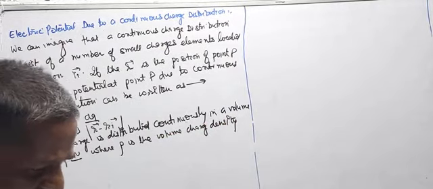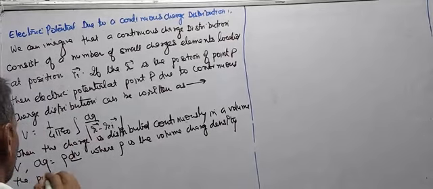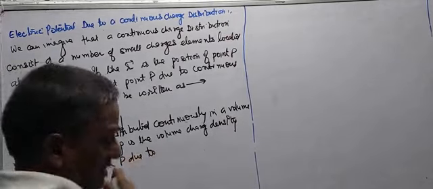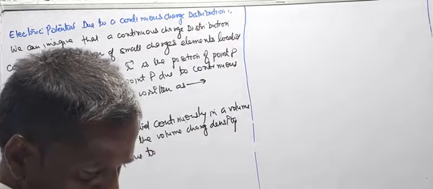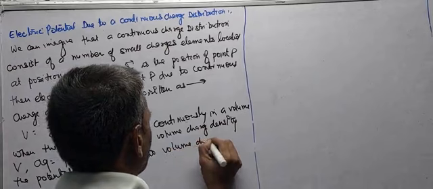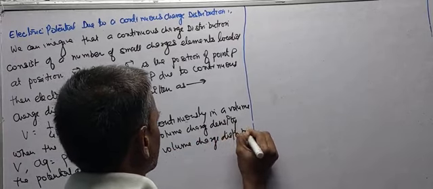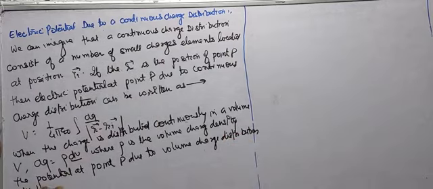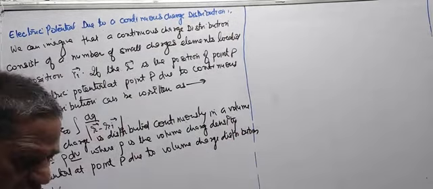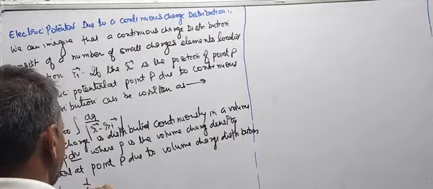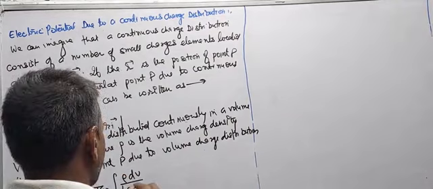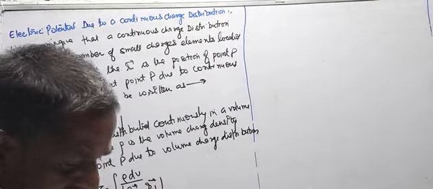The potential at point P due to volume charge distribution will be V equals 1 upon 4 pi epsilon naught integral rho dV upon mod r vector minus ri vector.